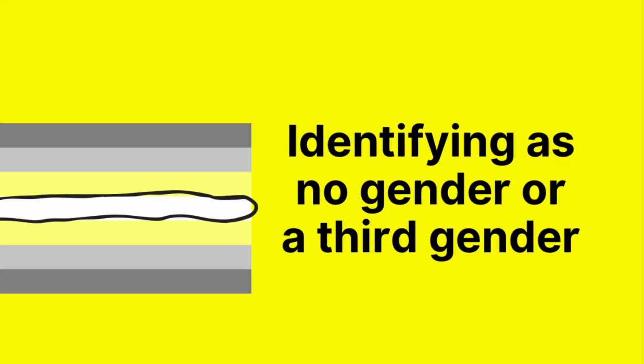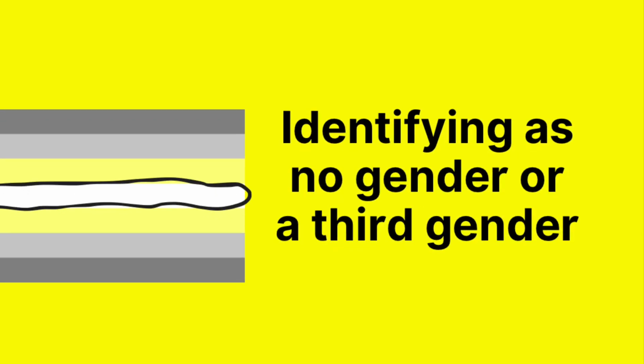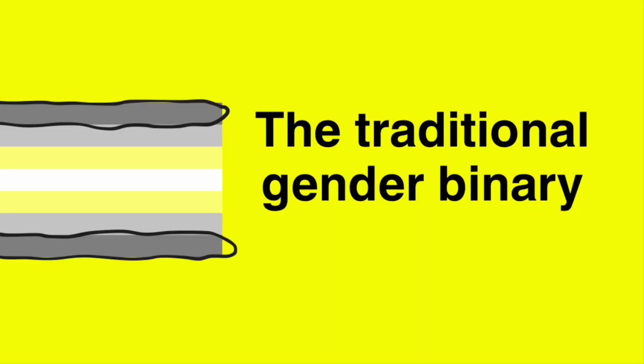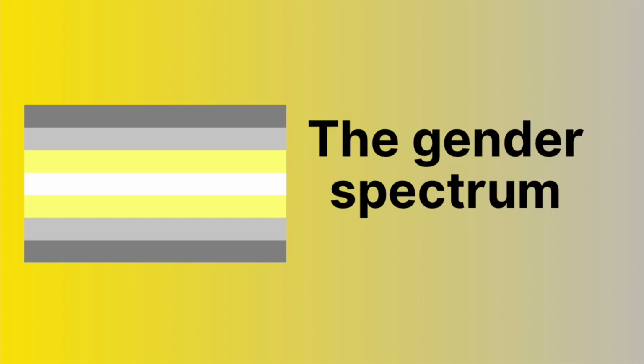The demigender flag, designed by a New York artist named Salem in 2014, has 7 stripes. 2 outer stripes in gray, 2 in lighter gray, and 2 in yellow with 1 white stripe in the center. The white stripe in the middle symbolizes identifying as either no gender or a third gender. The dark gray stripes represent the gender binary, and the light gray stripes represent the gender spectrum. Demi-boy and demi-girl even have flags of their own, with the demi-boy flag having light blue 2nd and 6th stripes, and those stripes being a light pink on the demi-girl flag.